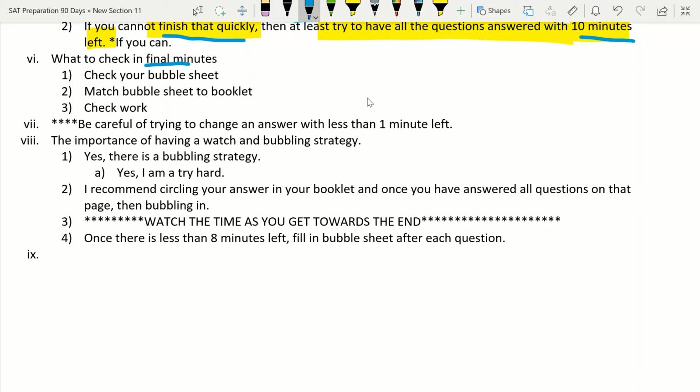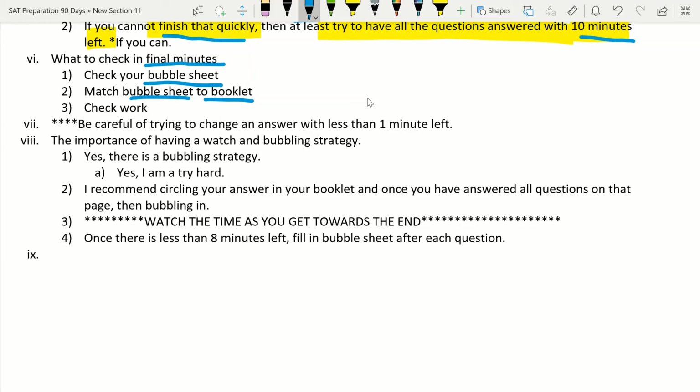Well, there's a few things I recommend checking in those final minutes, those final 15 minutes, 20 minutes, 10 minutes, 5 minutes, however long you have. So the first thing is to check your bubble sheet. You want to make sure that it matches your booklet.